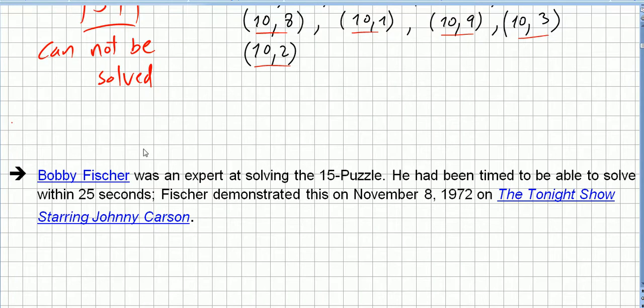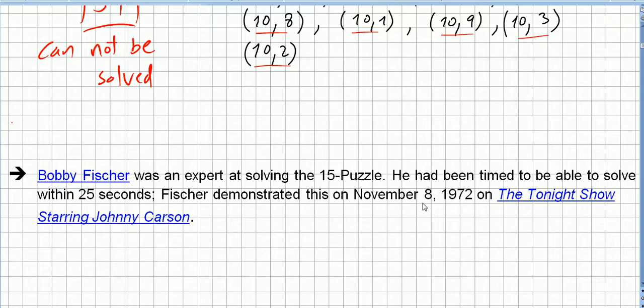A very funny fact is that Bobby Fischer, Robert James Fischer, the famous world chess player in 72, for many players and for many people the best chess player ever, was an expert at solving the 15 puzzle. He had been timed to be able to solve it within 25 seconds, and this is absolutely amazing.